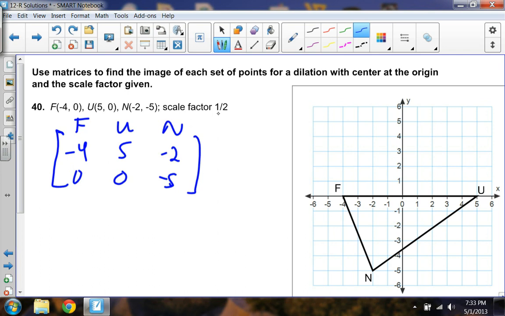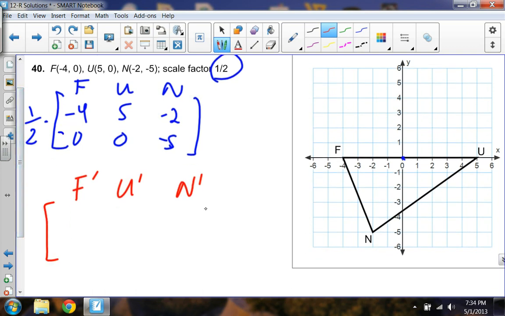So we want to multiply this by a scale factor of 1/2. That means that we will end up making this smaller. It'll be a reduction. And this is on the center. The center's at the origin right here. So we don't have to manipulate anything to make this work. So we just get to multiply 1/2 into all of these values. I'm going to make this red. My transformed image, F prime, U prime, N prime, will be at the following values.